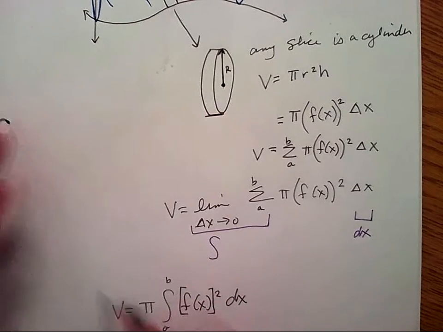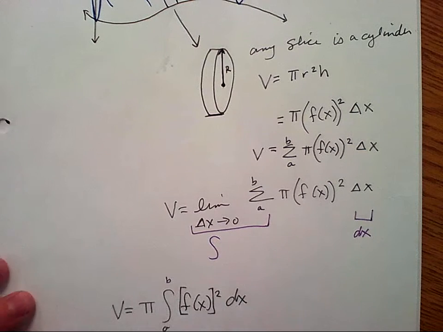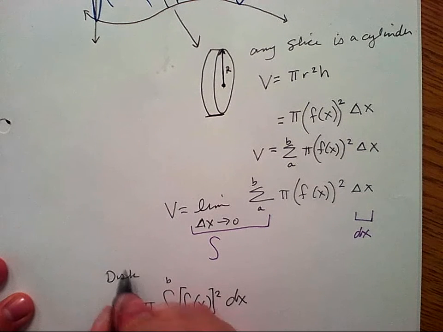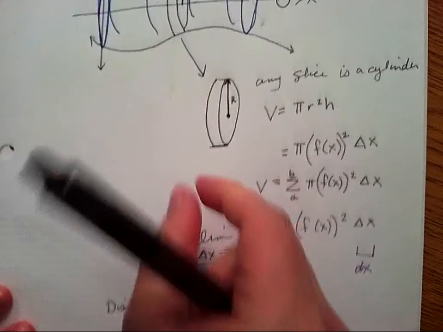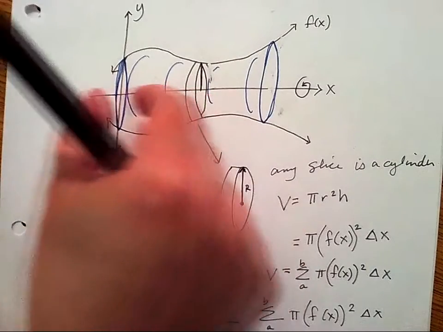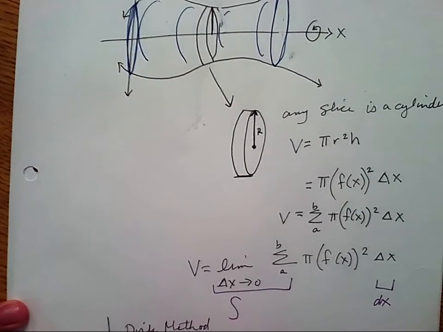Okay, sometimes this is called the disk method. So we're just taking disks. We're slicing our shape into disks, and that's why it's called the disk method.